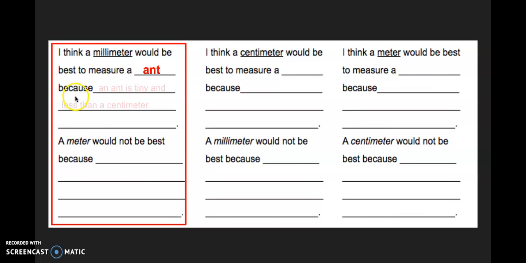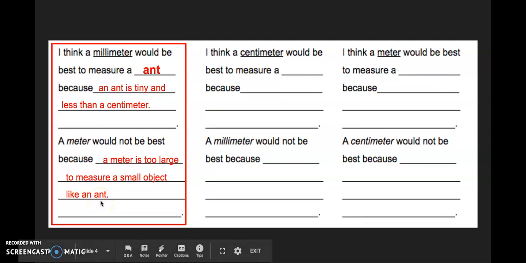Here is what we wrote. An ant is tiny and less than a centimeter. So if an object is less or under 1 centimeter, millimeters would be the best unit of measurement. Then it gives you another unit to explain why that would not be good. A meter would not be best because a meter is too large to measure a small object like an ant. Okay, so there's some ideas for you to use. Press pause and fill in your millimeter box.